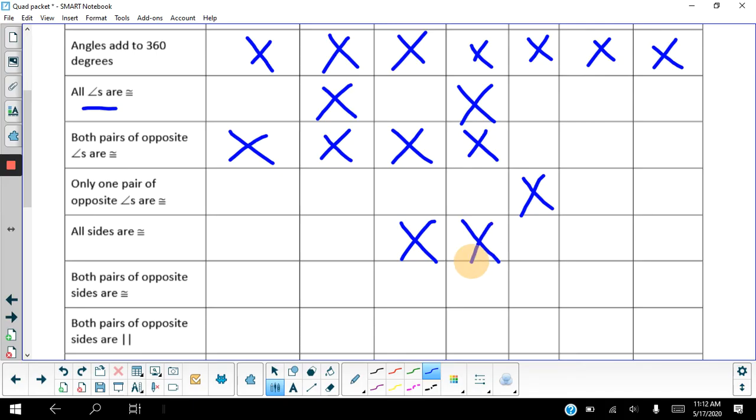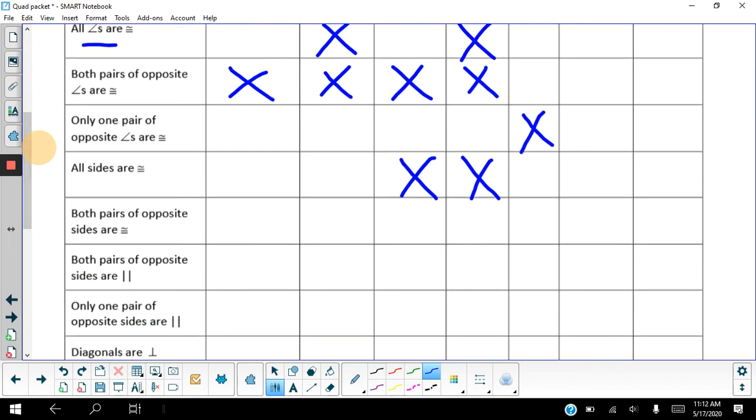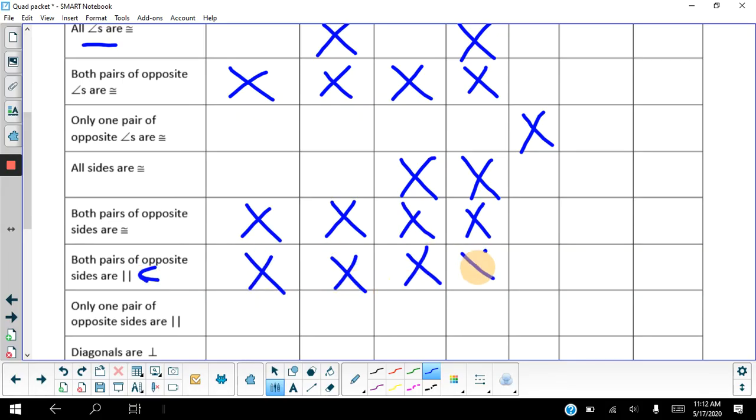Both pairs of opposite sides are congruent. Okay, so that is true in a parallelogram, which means that it's true for a rectangle, a rhombus, and a square. Both pairs of opposite sides are parallel, those little things right there mean parallel. So that's true in a parallelogram. It's true in these three.